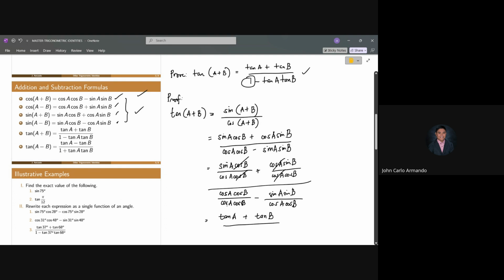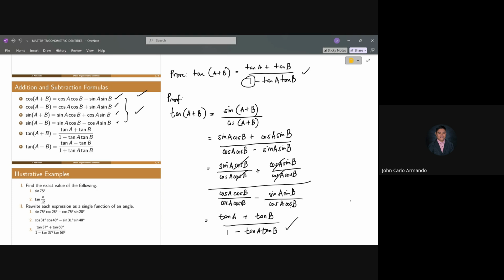What is cos A over cos A? Cos B over cos B? That is 1. Minus, what is sine A over cosine A? Tangent A. What is sine B over cosine B? Tangent B. So as you can see, we already proved that tangent A plus B is equal to the right side.